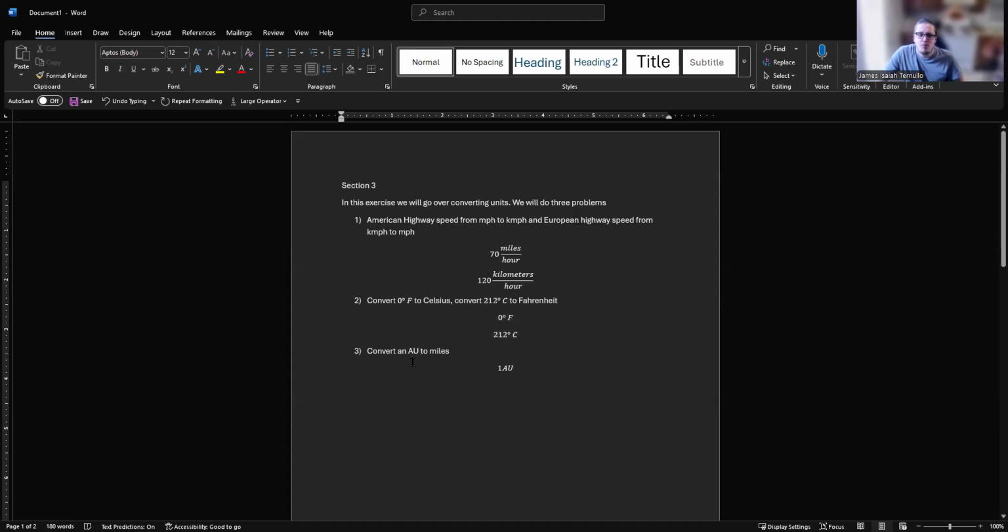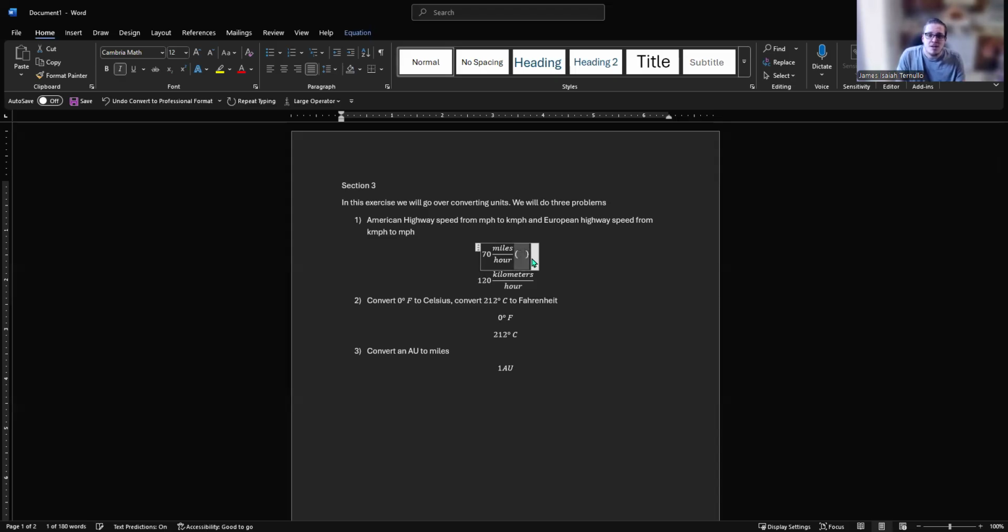So for the third problem, we will convert an astronomical unit to miles so that you can grasp with something familiar how far away we are from the sun, because an astronomical unit is the distance from the sun to the Earth. Okay, so let's go ahead and get started.